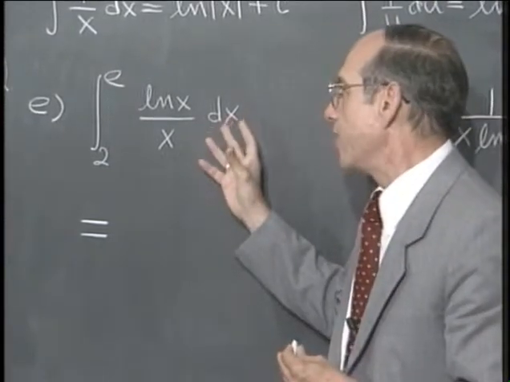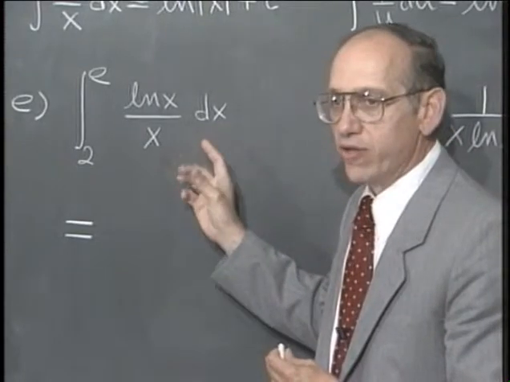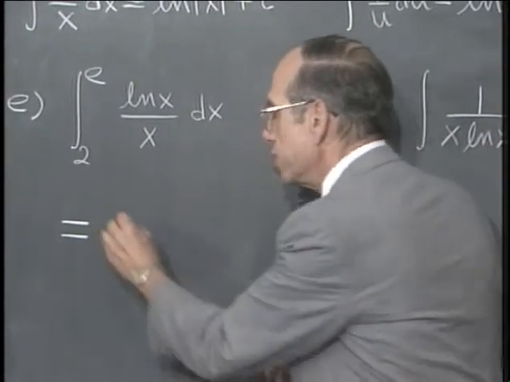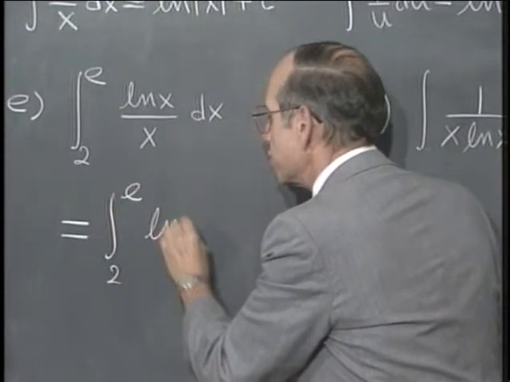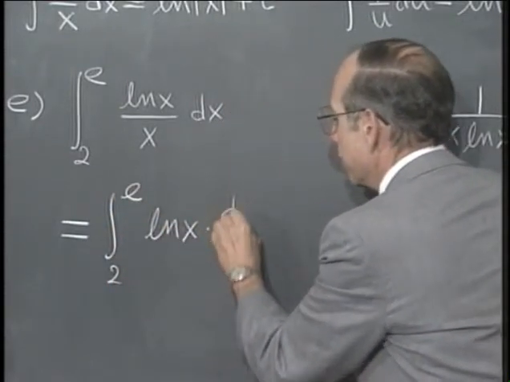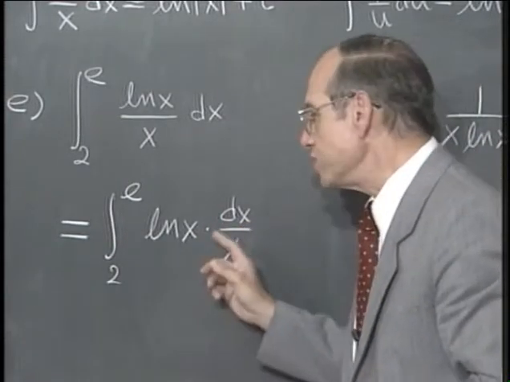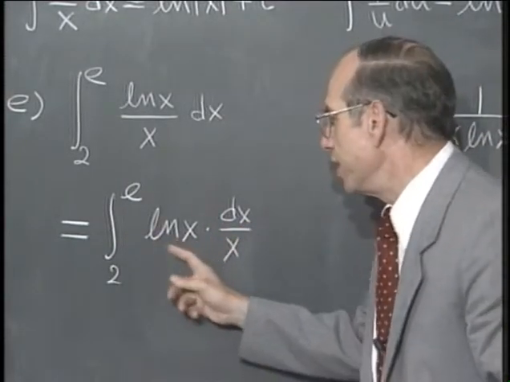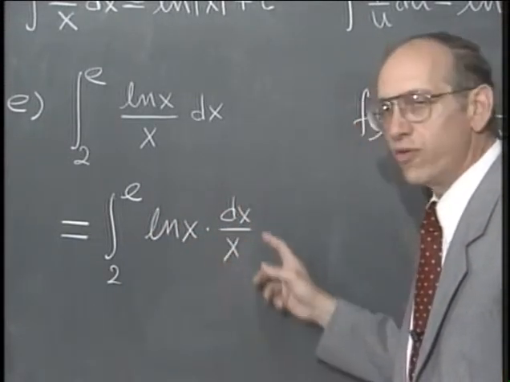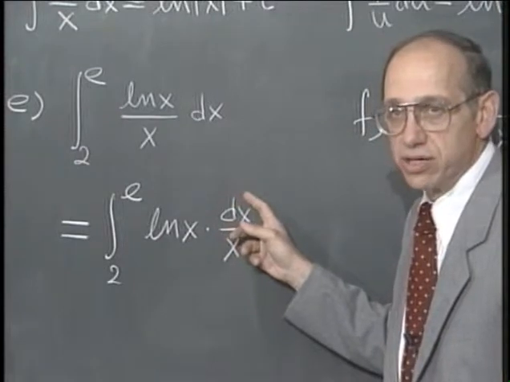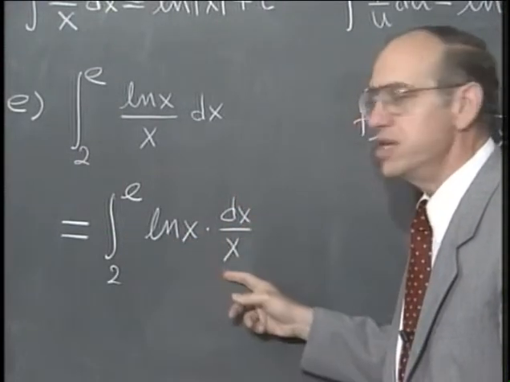In fact, there's no obvious way to make this du over u. However, if we look very closely, we can see the following. This is log of x times dx over x. Written in this form, what you really see is that you have the log of x times the differential of log x. So really you have u times du.